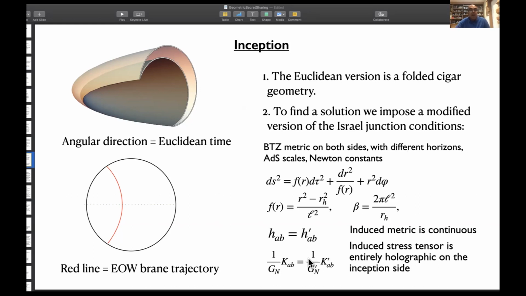You can make other choices, by the way. For example, you could have made the choice that only part of the stress tensor was holographic. Or you could have made the choice that the other side of the horizon wasn't just BTZ, but had a more complicated topology. But we'll stick with these choices because it's the simplest way to make progress.